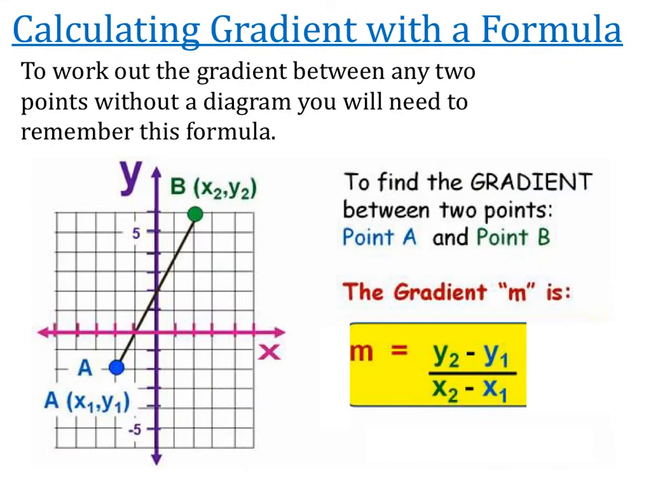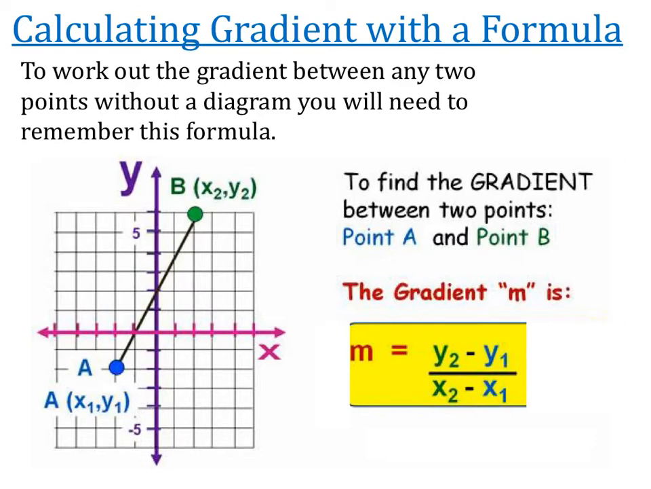I feel like there's a lot of information on here. Don't panic. Just read it with me if you'd like. So it says to work out the gradient between any 2 points without a diagram, you will need to remember this formula. There is a very fancy formula. It's not that fancy, I promise, that you will need to remember. You're not going to get given it in a question. It's just one of those things that you're going to have to learn. And if you don't learn it, you're never going to know it.